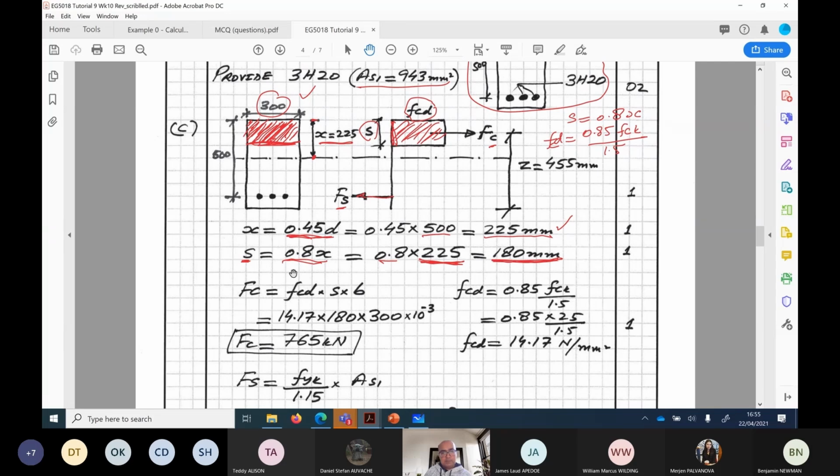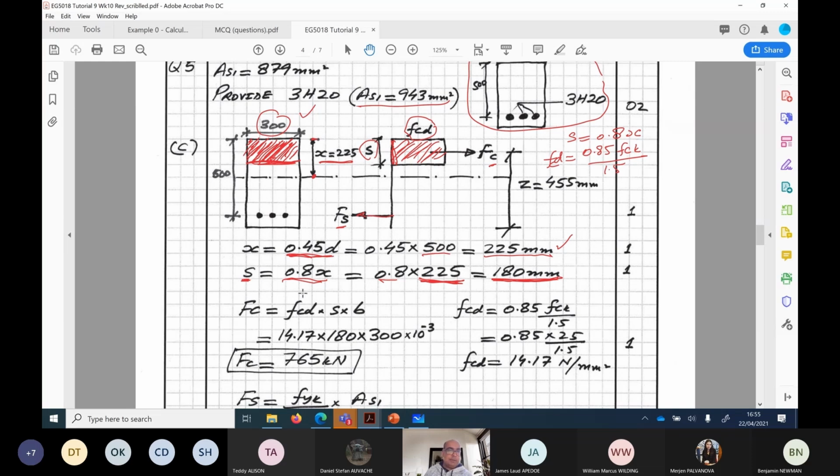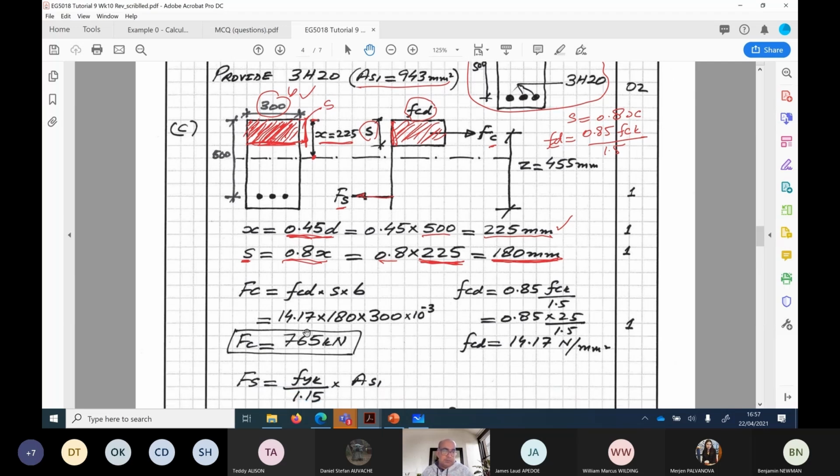Now, once we have S and X, we're ready to work out FC, the force in concrete. If you had compression reinforcement, then definitely you would work out the force in compression reinforcement as well. But here, force is equal to stress times area. The stress which this compressive block is taking is this design stress, which takes into account various factors. So FCD is equal to 0.85 FCK divided by 1.5. Again, these are safety factors. If you put the FCK 25, you get 14.17, which is FCD. Putting FCD over here, S we already determined, and B is the width of the concrete. So we are dealing with this area, this is S and this is B, that is contributing to the force in concrete. In that way, you get the force in concrete, which is 765.